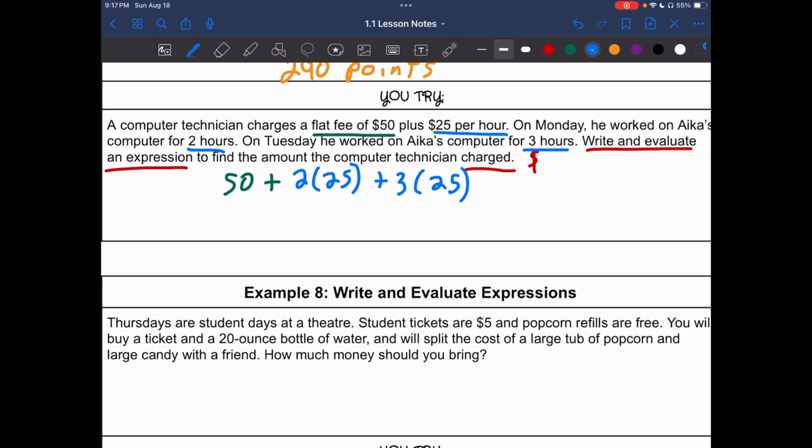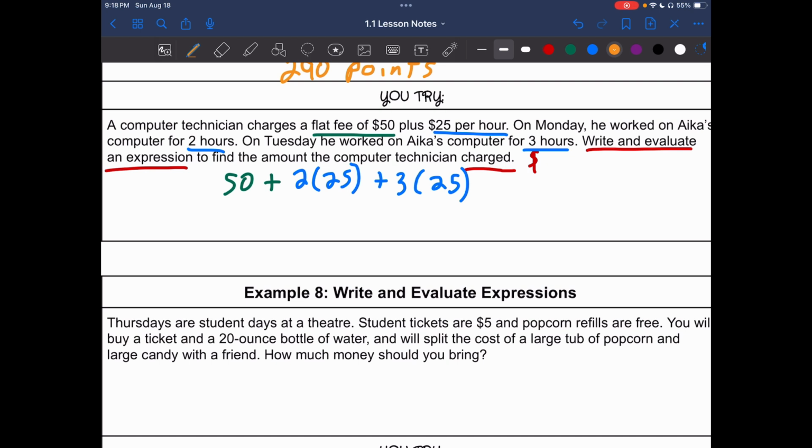Now, some of you might be saying, well, obviously, I could just add 3 hours plus 2 hours and do 5 times 25. When we come to factoring, let's remember this concept, because you certainly could do that. But we'll get to that in second semester.